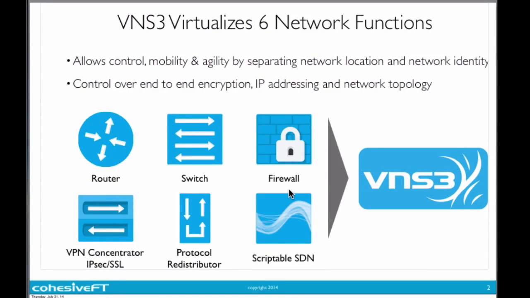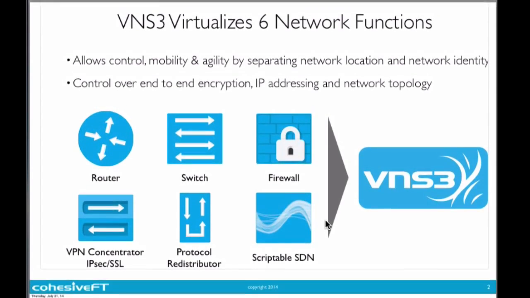Cohesive FT makes a network function virtualization device, a software-only virtual appliance that runs in many clouds, called VNS3 or VNS cubed. At its core, it virtualizes 6 network functions: router, switch, firewall, VPN concentrator, a protocol redistributor, so you can do things like use multicast in the clouds, which we've got some screencasts about, and a RESTful API, so you have a scriptable software-defined networking capability. Think of it as top of cloud, where your applications live.